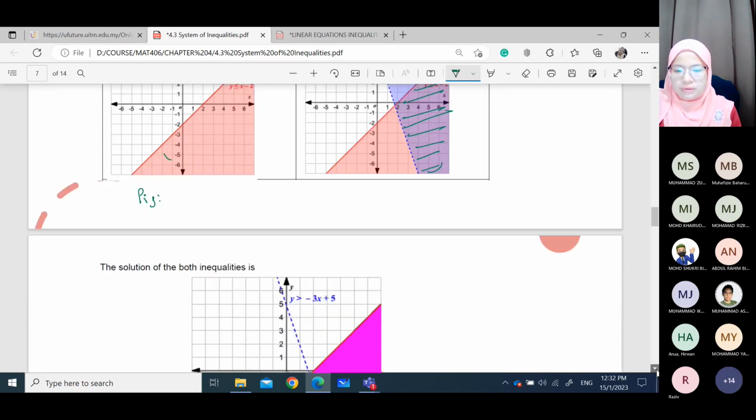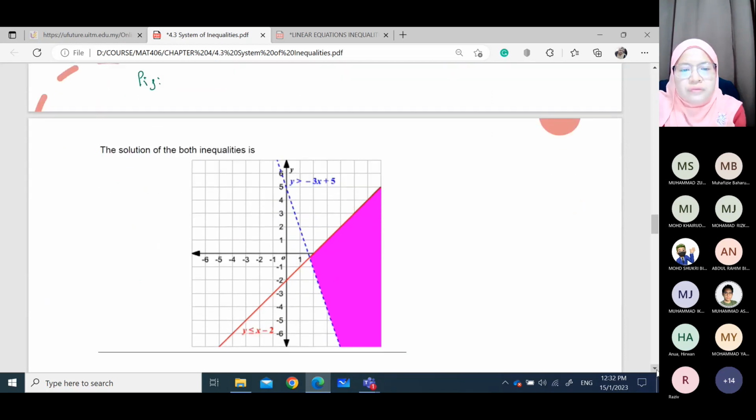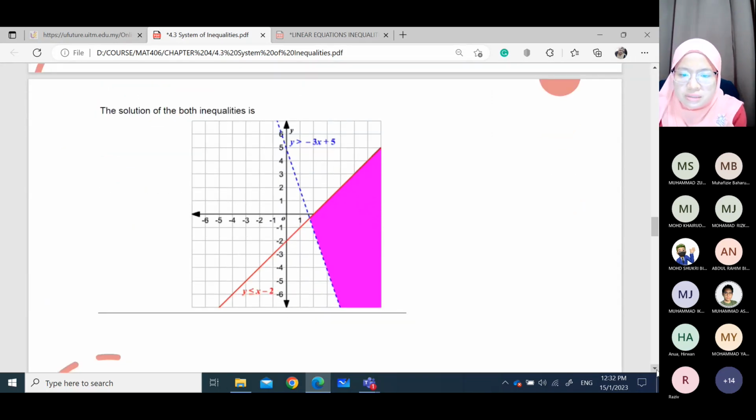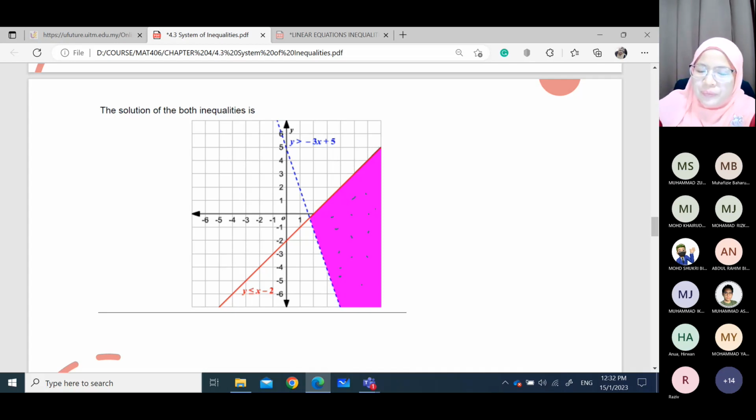Okay. So tengok ni. So the solution of both inequalities is this one, in the purple area, ataupun in the purple region. So kalau you nak cari solution dia, solution in terms of points, di dalam inilah, point-point dalam ini. Ni semua ada point. Yang titik-titik ni point. Yang berada di luar daripada region ni bukan solution dia. Okay, faham ya?